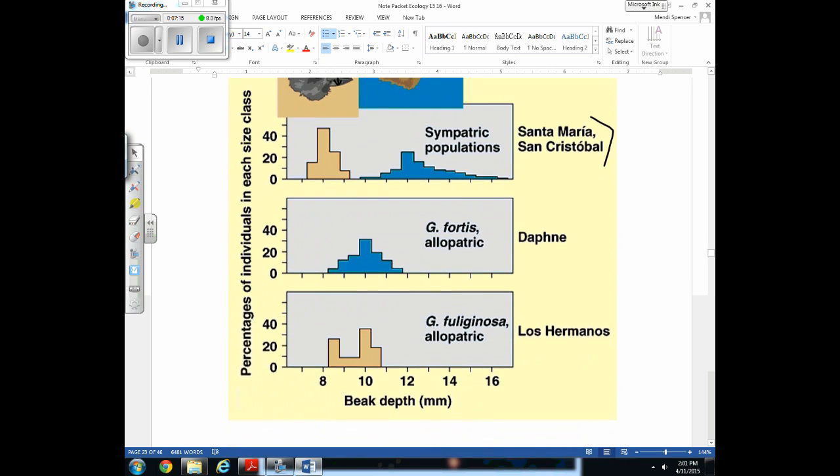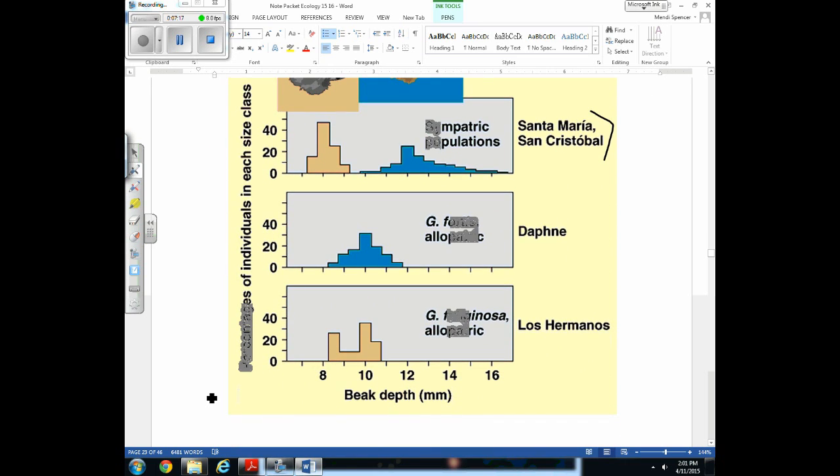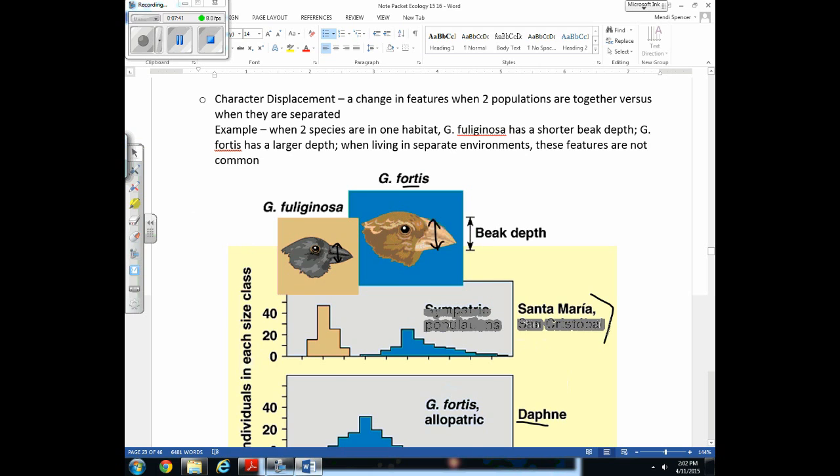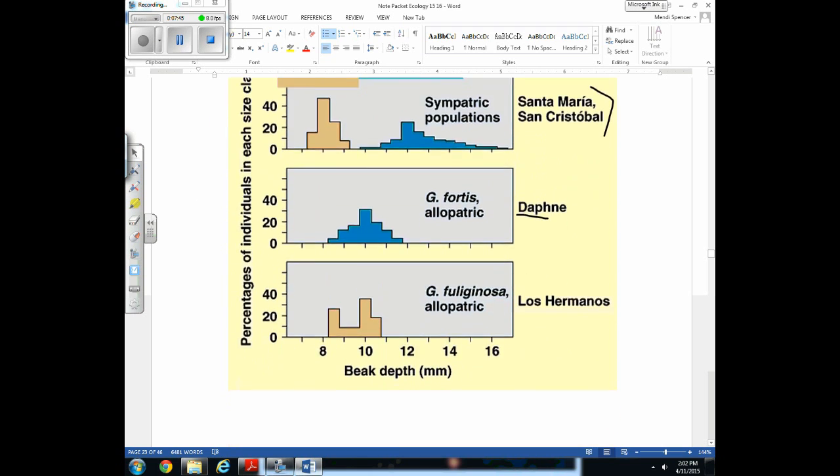Whenever they're separate, whenever they're not living in the same area, you can actually see that that adaptation seems to disappear. Their beaks aren't as deep whenever they're separate. And for the Fortis species, you can see that their beaks aren't as narrow. So this is what we mean by character displacement. Just simply whenever these populations are together, they're going to have different features than whenever they're separate.